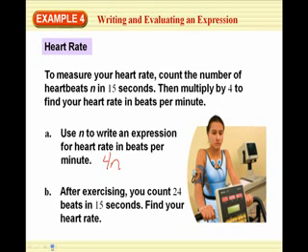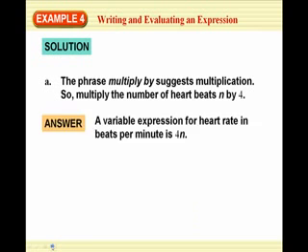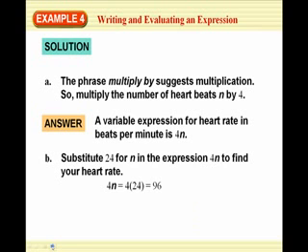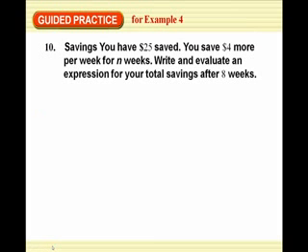After exercising, you count 24 beats in 15 seconds, then find your heart rate. So I'm supposed to multiply it by 4, so 4n. So I'm going to take 24 times 4, which is 96. So my heart rate would be 96 beats per minute.